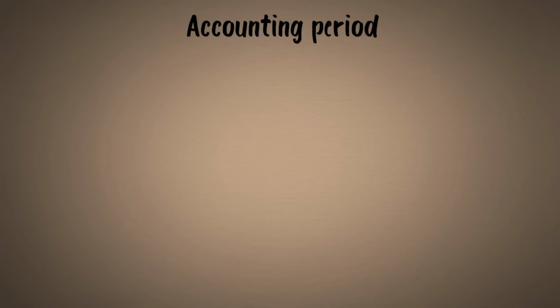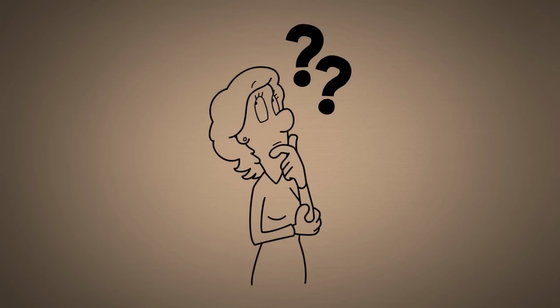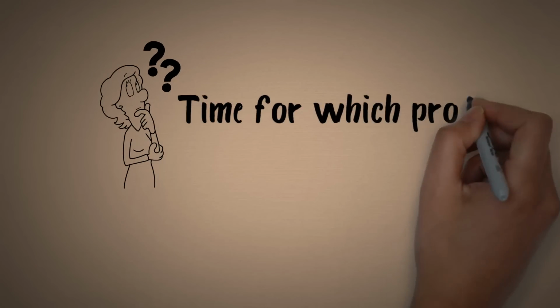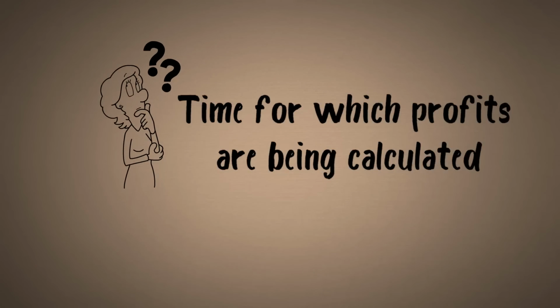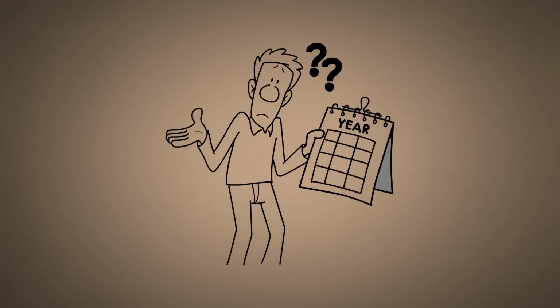The next term in the discussion is accounting period. What is an accounting period? An accounting period is the time for which profits are being calculated, normally months, quarters, or years. This is important for businesses because it provides a way to measure performance and compare it to other businesses or periods. There are a few things to consider when choosing an accounting period.